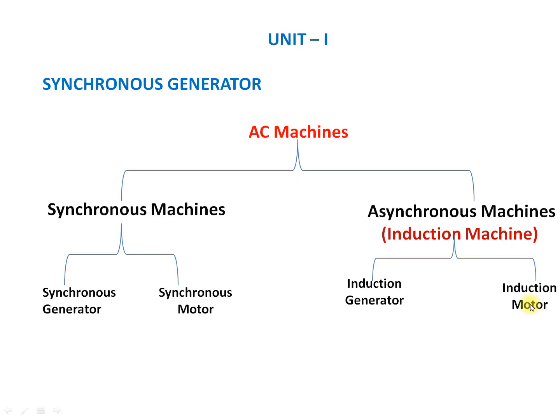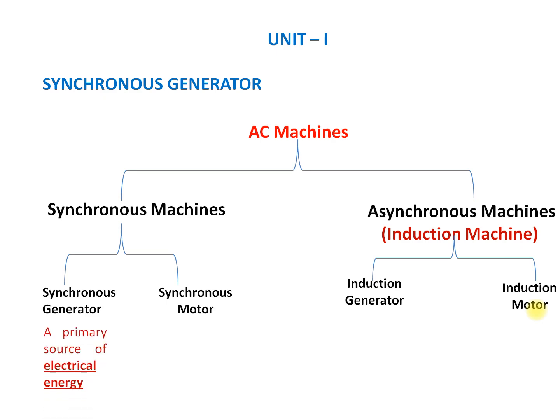synchronous generators. Normally these synchronous generators come under the main category of AC machines, and the AC machines are segregated into two main categories: synchronous machines and asynchronous machines. The asynchronous machines are induction machines. The synchronous machines are classified into synchronous generators and synchronous motors, and the asynchronous machines are classified into induction generators and induction motors.